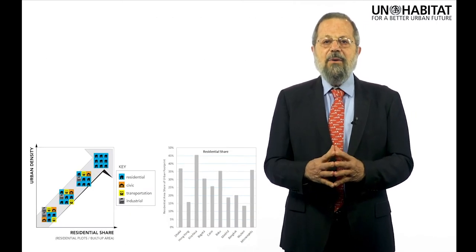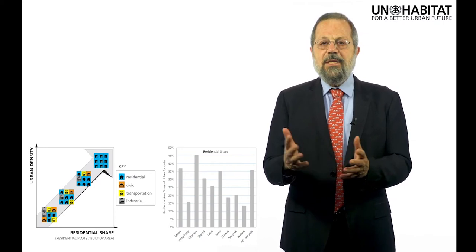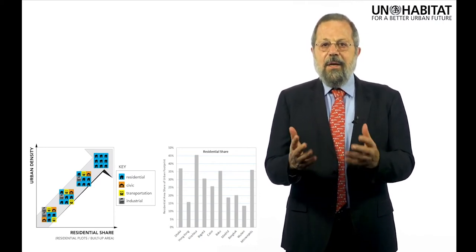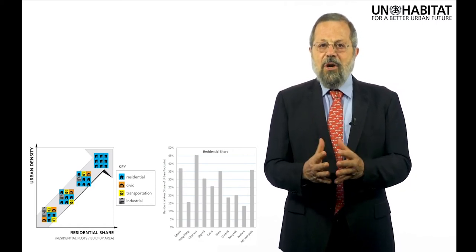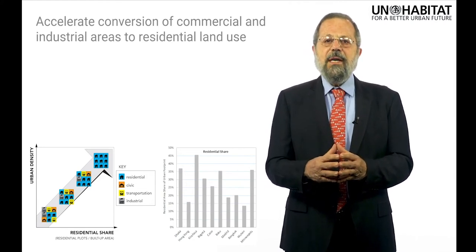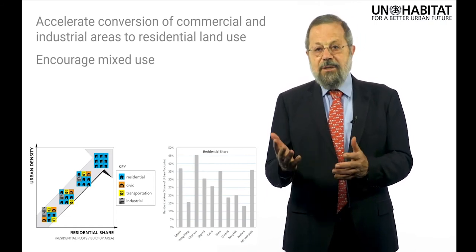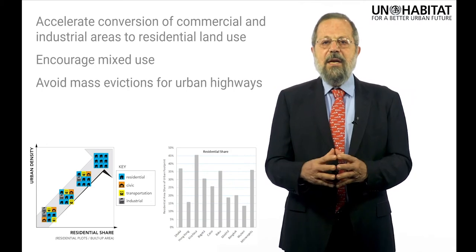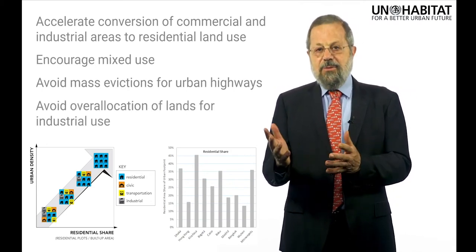Finally, we can increase residential share by increasing the share of residential and mixed-use areas in the city, thus limiting the loss of residential area to other land uses. We can do so by accelerating the conversion of commercial and industrial areas to residential land use, by encouraging mixed use, by avoiding mass evictions for urban highways, and by avoiding the overallocation of lands for industrial use.